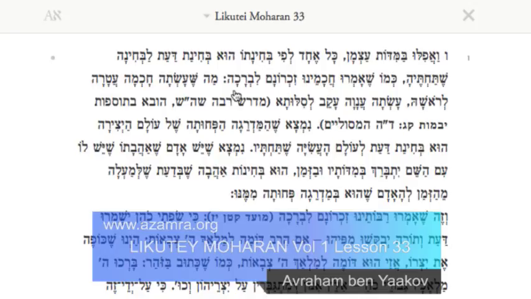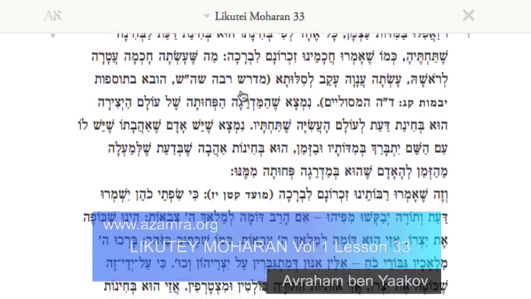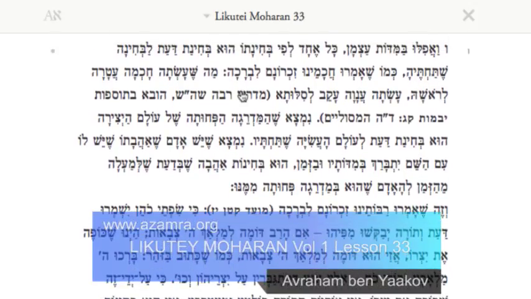This teaching of how each aspect represents a higher level of da'at in relation to the one beneath it is implicit in this teaching of our sages, contained in the Midrash.